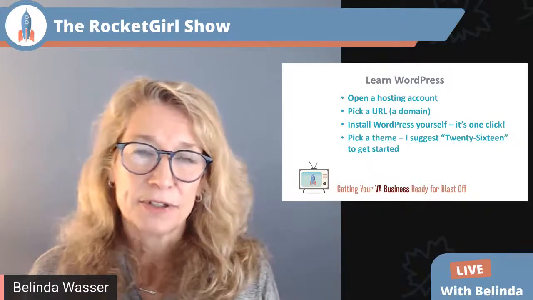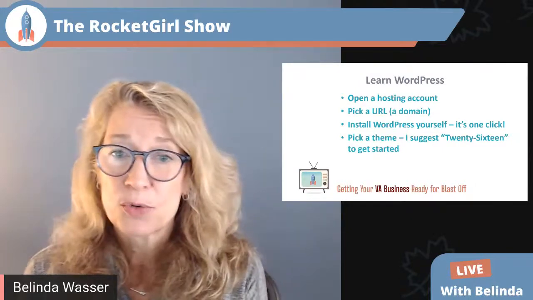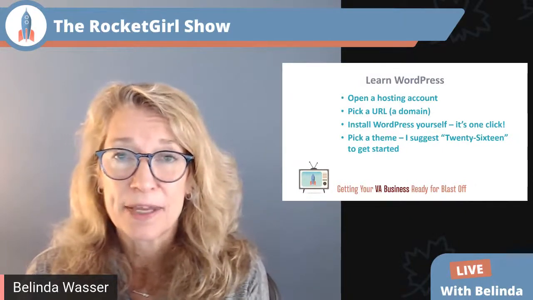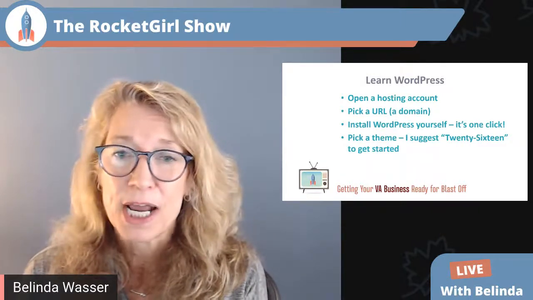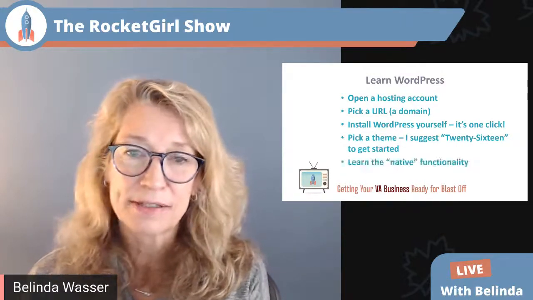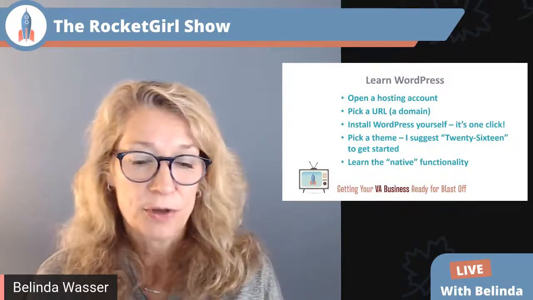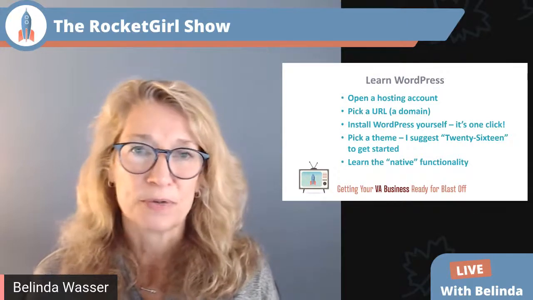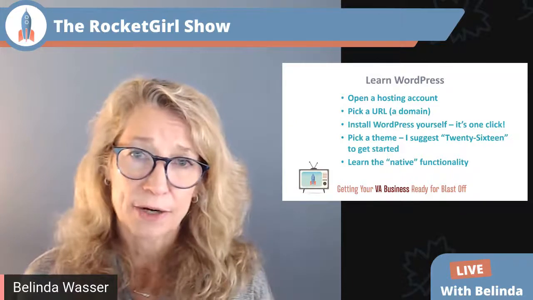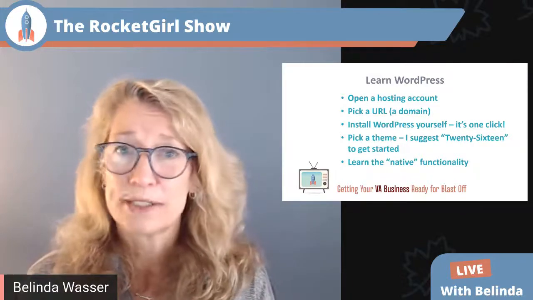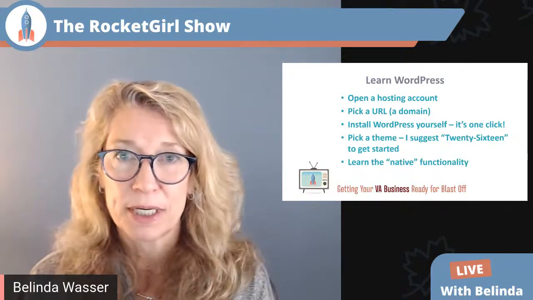The next thing you have to do is install a theme, and I suggest that you start with a free one. 2016 is a theme that comes with WordPress installations. It's very straightforward, and the reason I like it is because the next thing I want you to do is focus just on the native functionality. There's a tendency to want to learn all the bells and whistles, but I want you to focus on learning what's a category, what's a post, what's a page, what's a widget. How do you put something in the footer?